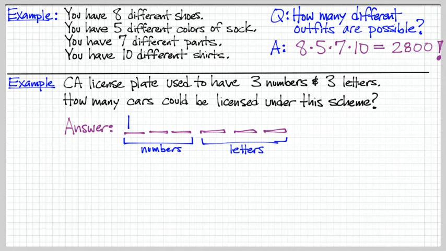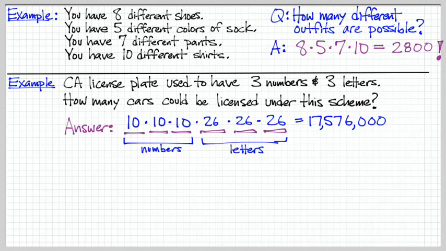For the first number, there are 10 different possibilities, from 0 to 9. For the second number, I have again 10 different possibilities to choose, so I multiply times 10. The next number, again, 10 more choices, 0 to 9. Now for letters, I have up to 26, so 26 times 26 times 26, and that equals 17 million different kinds of license plates available. So I could have 17 million unique cars before I have to start duplicating license plate numbers.